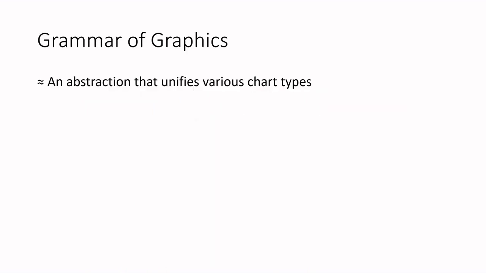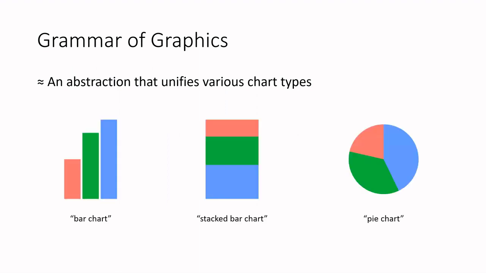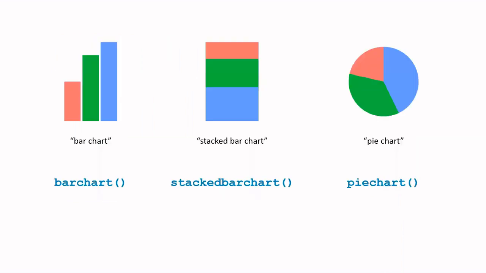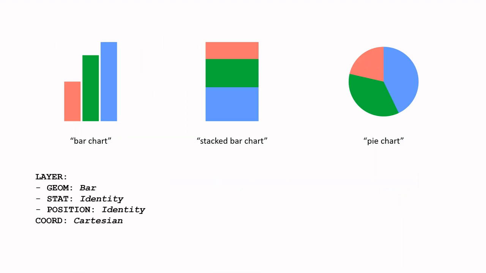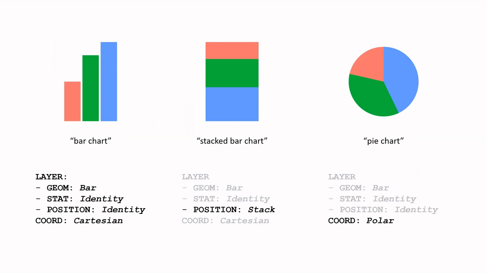I'm aware that a lot of us here have certainly heard of the grammar of graphics before, if not experts already. But just to reintroduce it very briefly, the grammar of graphics is an abstraction that unifies various chart types. Traditionally, you would have a taxonomy of chart types, including the bar chart, the stacked bar chart, the pie chart, and so on. And in graphing libraries, each type would have its own corresponding function. But in the grammar of graphics, you can express these charts as underlyingly a plot with a single bar layer that can sometimes stack in its position and be rendered in polar coordinates.